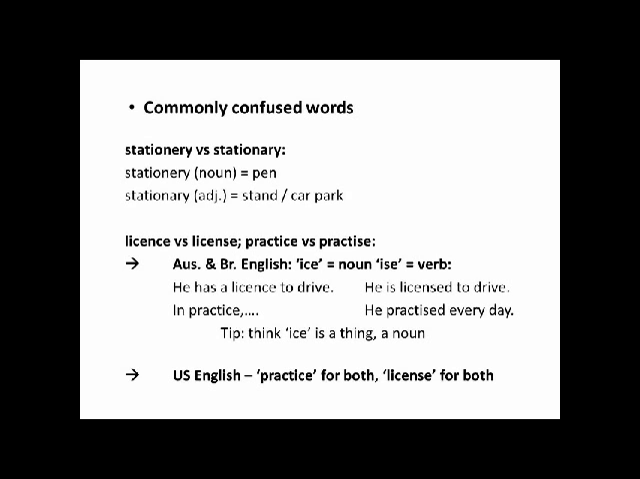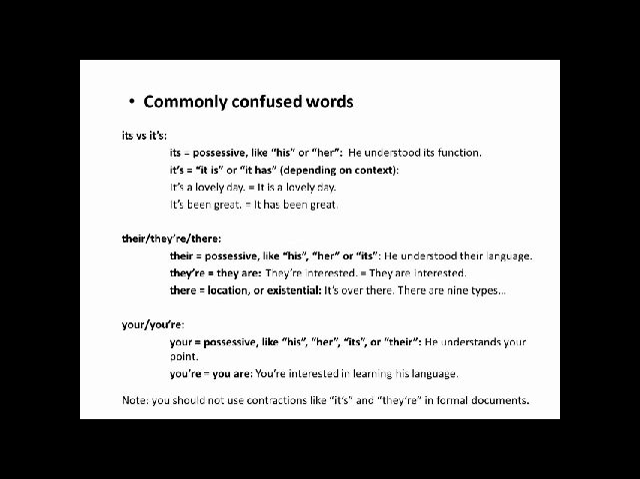Funnily enough, in US English, it doesn't quite follow such a logical rule, and they tend to use practice with a C for both uses, the verb and the noun. So they would say in practice, he practiced, both with a C, and license with an S for both. So he has a license with an S and he's licensed with an S. So again, it depends on who your audience is.